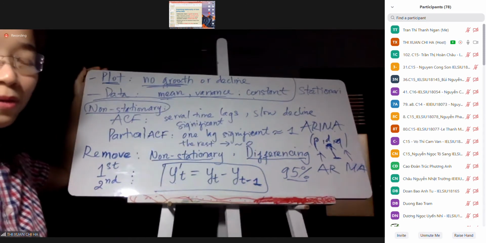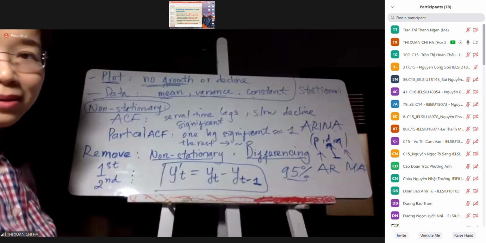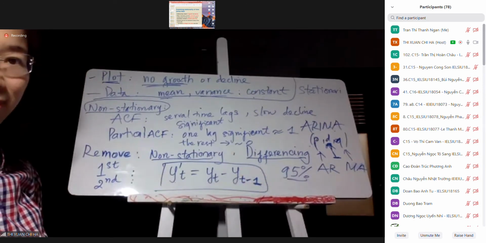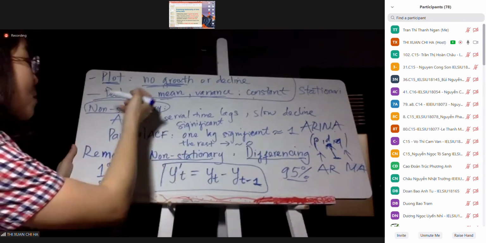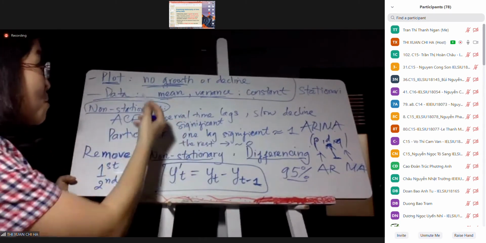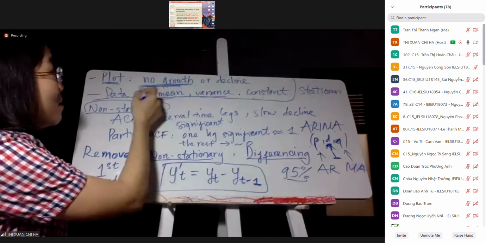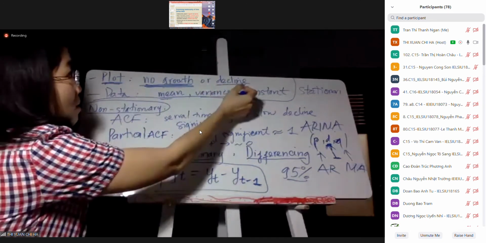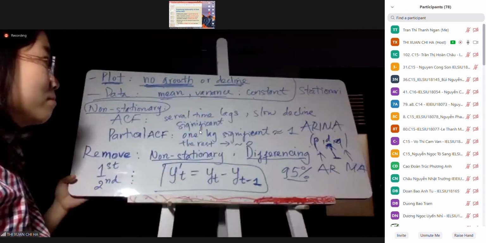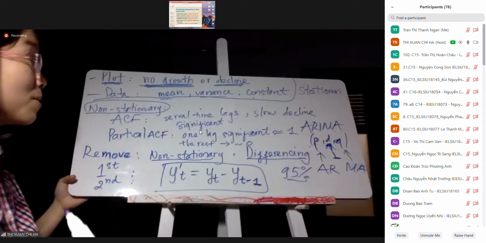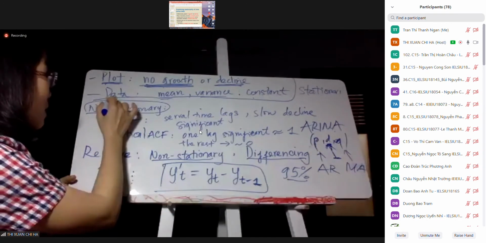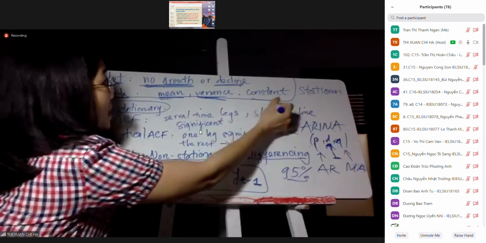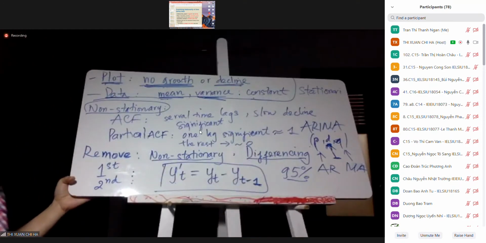Okay. For stationarity, everyone, look at the stationarity. If you want to check stationarity, you must consider the plots, whether they have no growth or decline. I will give you an example. For the data, the mean and the variance must be constant. So that is stationary.